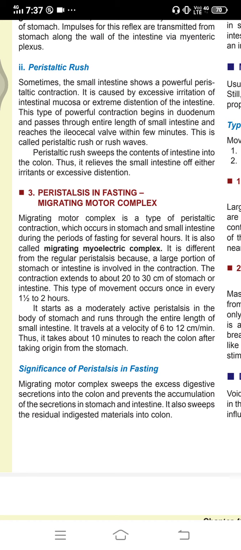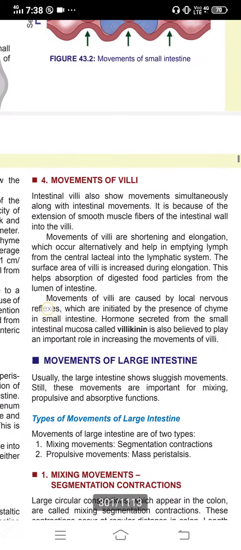And the significance of peristalsis during fasting is that the migrating motor complex sweeps the excess digestive secretions into the colon and prevents the accumulation of the secretions in the stomach and intestine. It also sweeps the residual undigested materials into the colon.